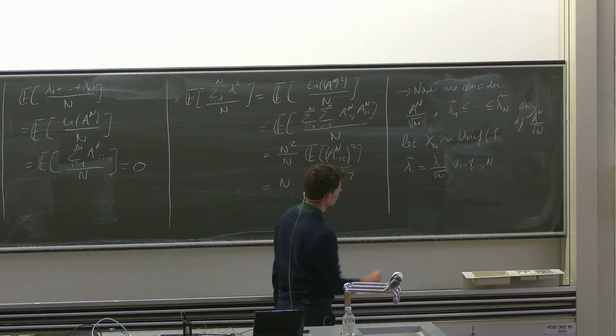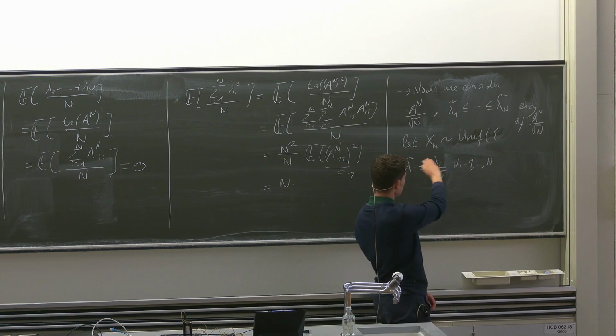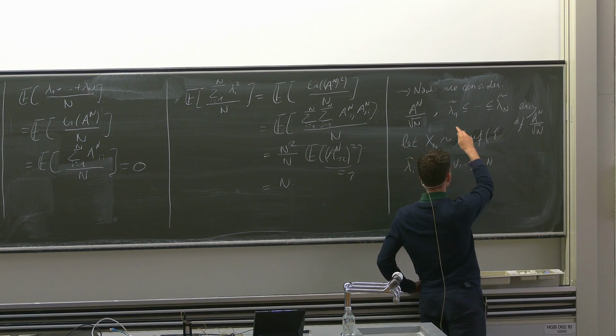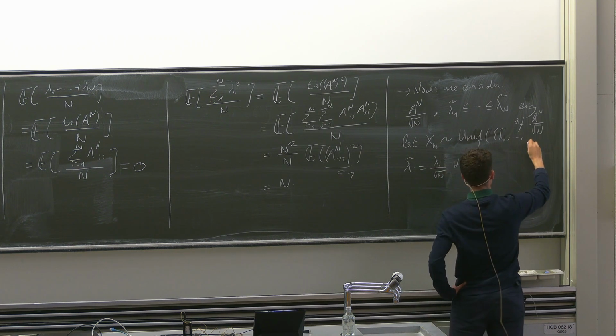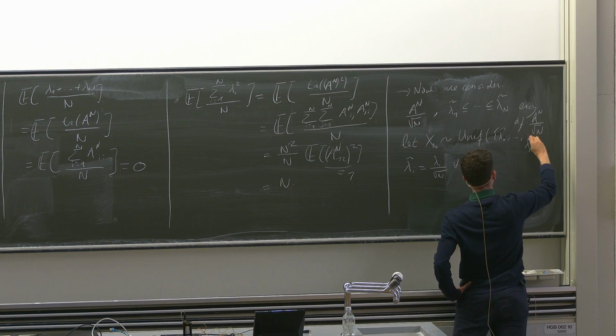And now the random variable we're going to look at is just the random variable which is uniformly distributed over lambda 1 tilde, all the way through lambda n tilde.